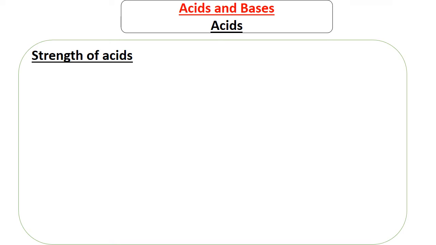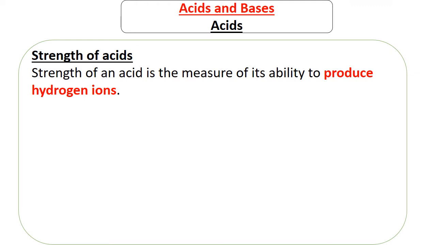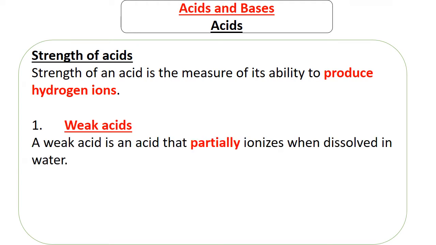Another way in which we're going to categorize acids is in terms of strength. In terms of strength, acids can be categorized into two. The strength of an acid is the measure of its ability to produce hydrogen ions. An acid that is able to produce hydrogen ions more than the other is said to be a strong acid. So there are two types of acid, the strong acids and the weak acids. The weak acid is an acid that partially ionizes when dissolved in water. What this means is it doesn't have the strength to produce hydrogen ions as much as a strong acid. In other words, when you dissolve it in water, it doesn't fully ionize, it partially ionizes.